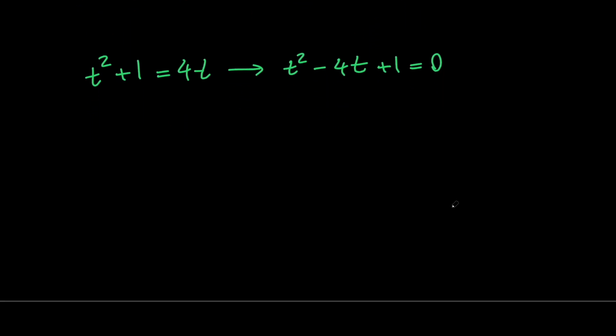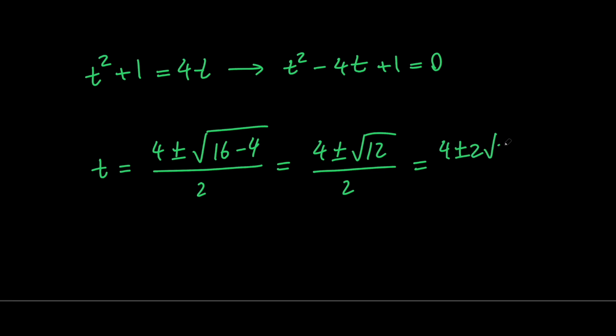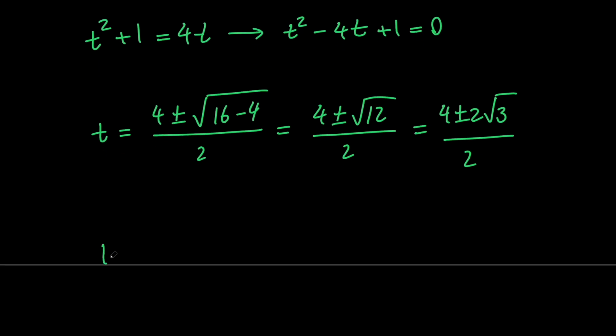By using the quadratic formula, we're going to get t equals 4 plus or minus the square root of 16 minus 4, all divided by 2, which simplifies to 4 plus or minus root 12 divided by 2, which simplifies to 4 plus or minus 2 times root 3, because root 12 is 2 times root 3. Now we can simplify this even more, and we can say that t equals 2 plus or minus root 3.